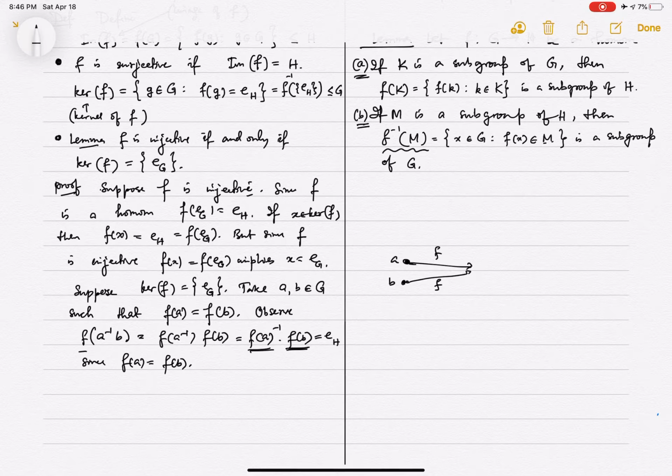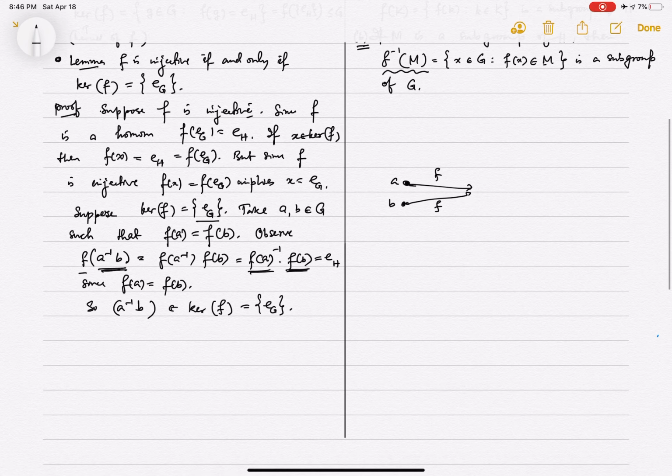So f of this element is identity means, by the definition of kernel, this element is in the kernel. But the kernel only consists of the identity. Which means this element, a inverse b, is the identity element. And now if you multiply by a on the left, you see that b equals a. So f is 1-to-1.